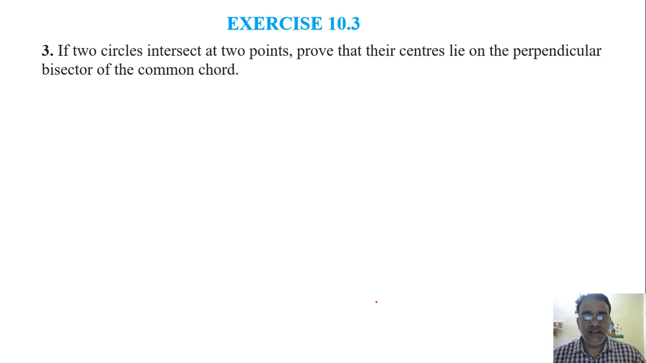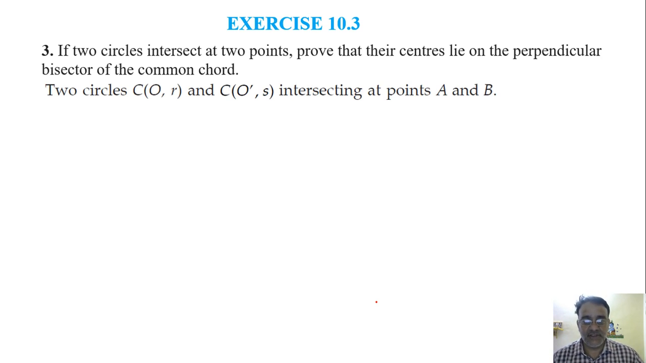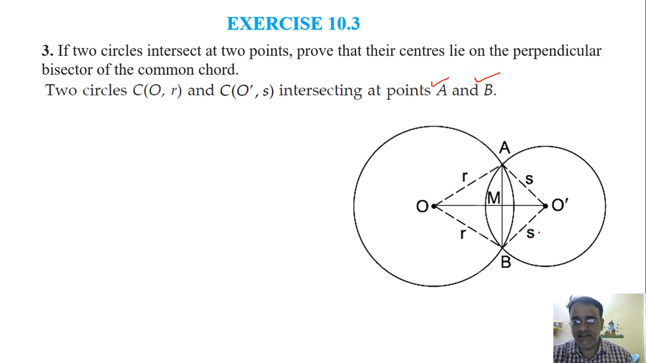So if two circles intersect at 2 points, suppose two circles are intersecting at 2 points A and B, and this is the diagram. What we have to show is that their centers lie on the perpendicular bisector of the common chord. So this is the common chord AB. ठीक है, this is the common chord, और इसका perpendicular bisector OO' is the perpendicular bisector of AB. We have to show, right? So suppose the radius of this circle is R and the radius of this circle is S.